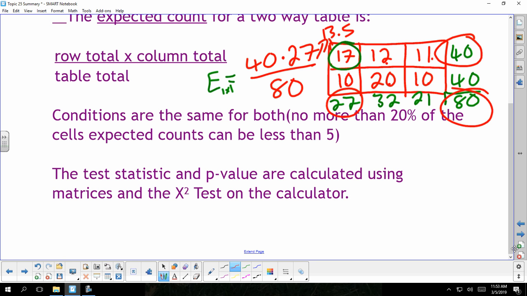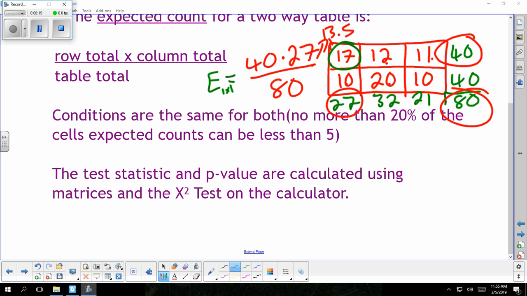And the test statistic and p-value are calculated using matrices. We could do it by hand, but consider this. We'd have 6 different contributions to our chi-squared test statistic. So the calculator will help us out a lot. All right? We're going to use the matrix function in our calculator. I'll give you guys a chance to catch up on that.